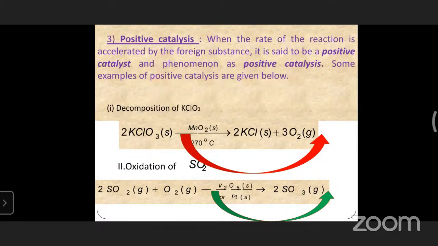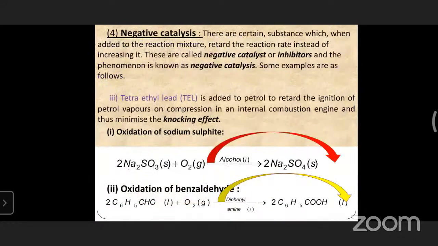Some examples are given below. So we can clearly understand that if the rate of the reaction is increased by the addition of a foreign substance like MnO2 in this reaction, and vanadium pentoxide or platinum in this reaction, such a type of catalysis process we call positive catalysis. And what is meant by negative catalysis here?